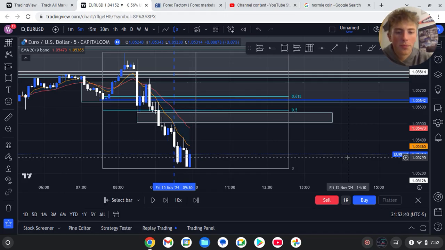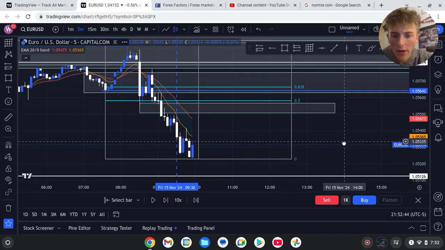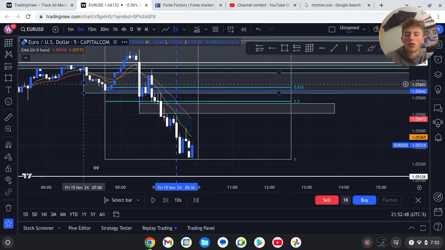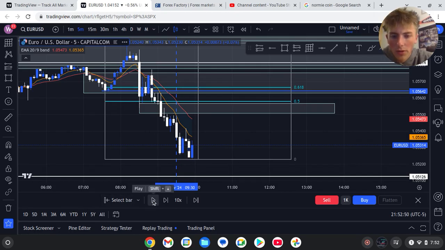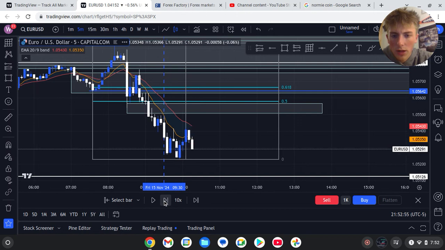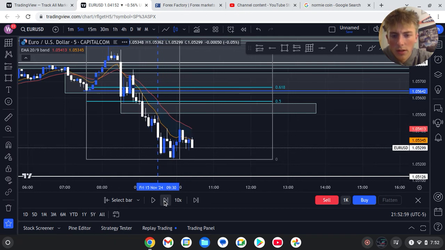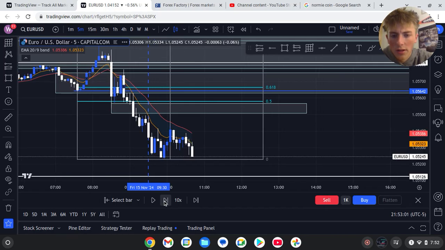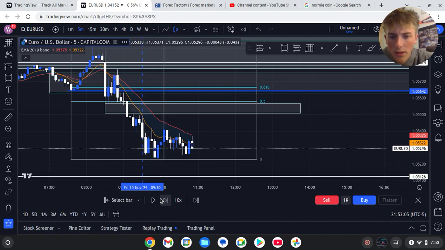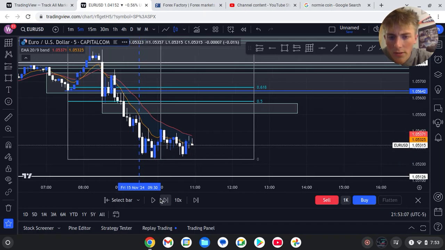Okay, so now we just are patiently waiting for a fair value gap. It could have been this fair value gap, to be honest. So yeah, we'll play through this, or I'll just skip through it. Price comes up, keeps going, consolidating. Nothing yet. Keep going. Nothing yet.